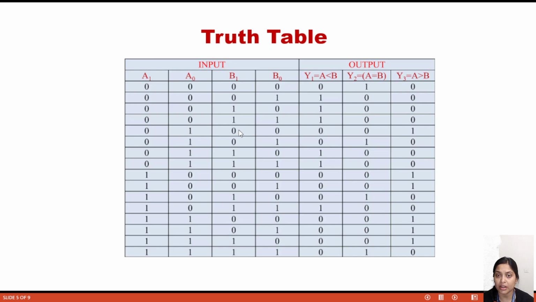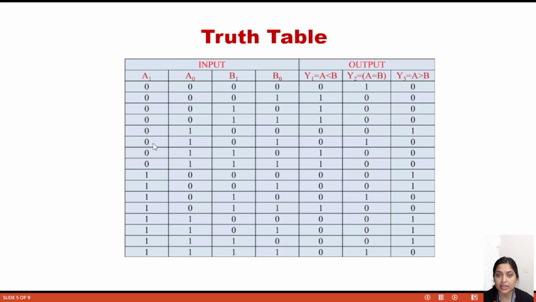So we have a doubt whether this number is greater than, equal to, or less than. So we will go to the next bit, that means A0 is 1 and B0 is 0. So now we can easily understand that A is greater than B. So here I put a 1 value. So A greater than B.